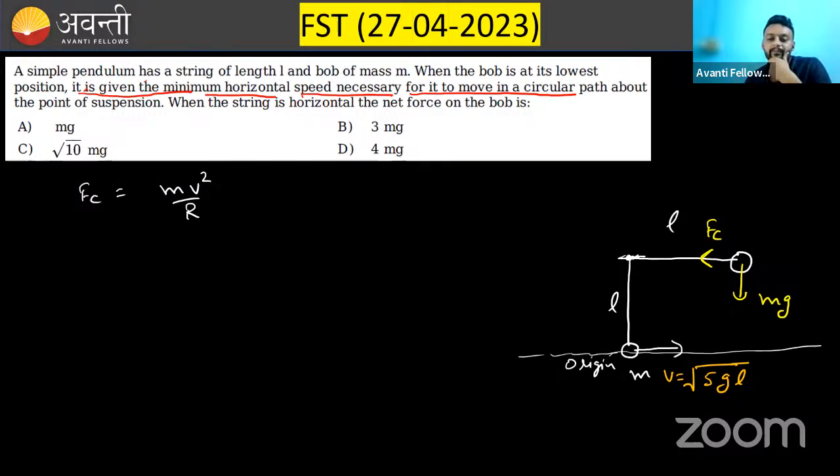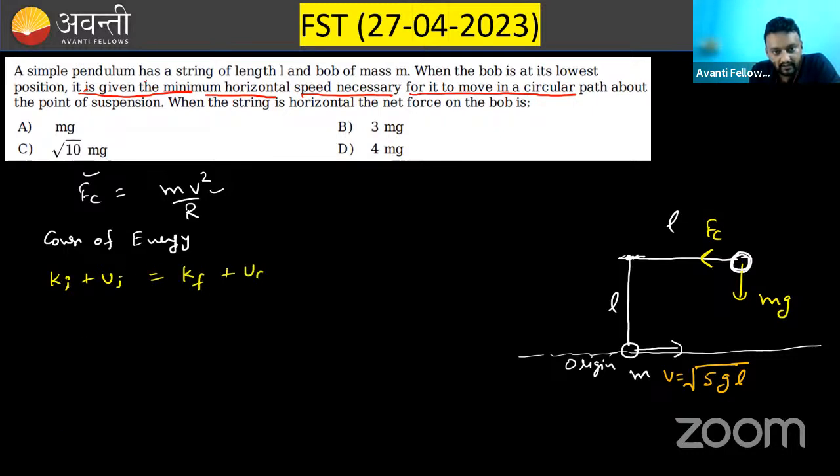Now applying conservation of energy. What is the task that we want to do? We want to calculate the velocity at the horizontal position. Why? Because if we know the velocity at this position, we know the centripetal force, and after knowing centripetal force, we can calculate our answer. So from conservation of energy, we can write K initial plus U initial is equal to K final plus U final. This is mechanical energy initial and this is mechanical energy final.